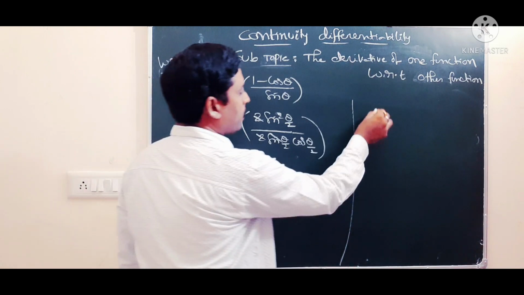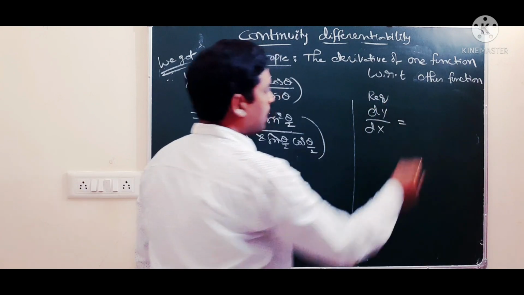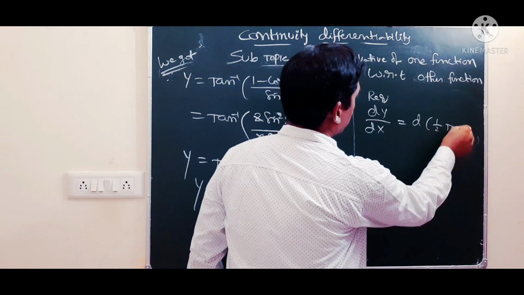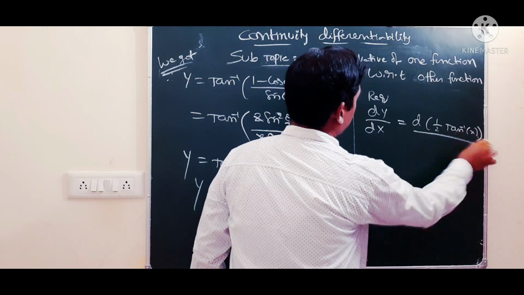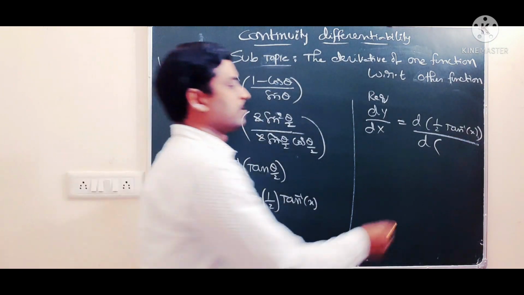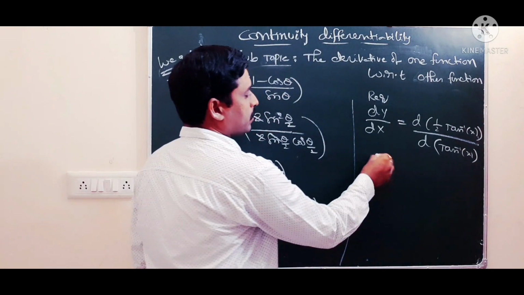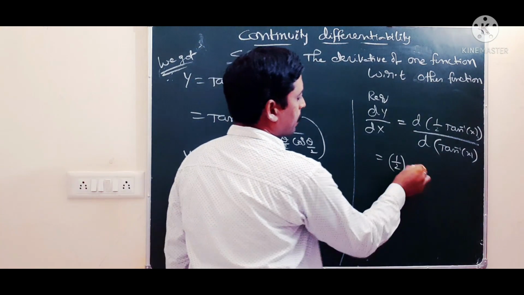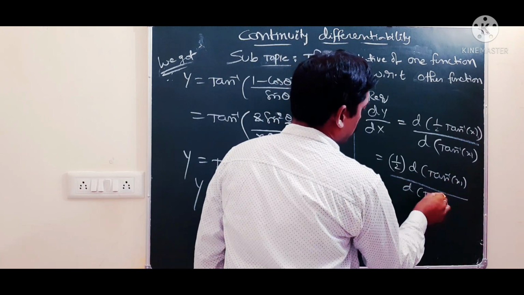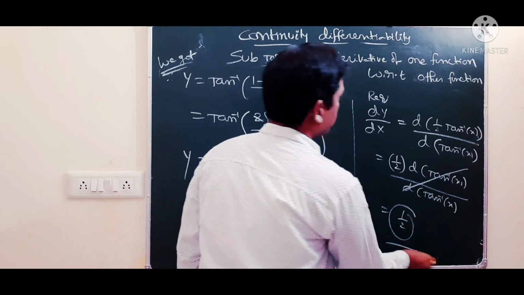But our target is dy by dx. This is required. The derivative of y means the derivative of tan inverse x by the derivative of x. What is x? Tan inverse x. In this, 1 by 2 is a constant, and the derivative of tan inverse x by the derivative of tan inverse x, both get cancelled. This will be 1 by 2.